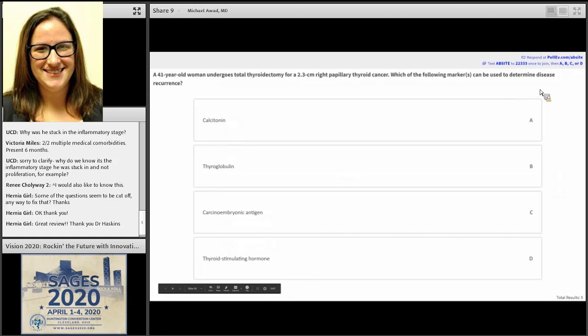A 41-year-old woman undergoes a total thyroidectomy for a 2.3 centimeter right papillary thyroid cancer. Which of the following markers can be used to determine disease recurrence? A, calcitonin, B, thyroglobulin, C, carcinoembryonic antigen, or D, thyroid-stimulating hormone.